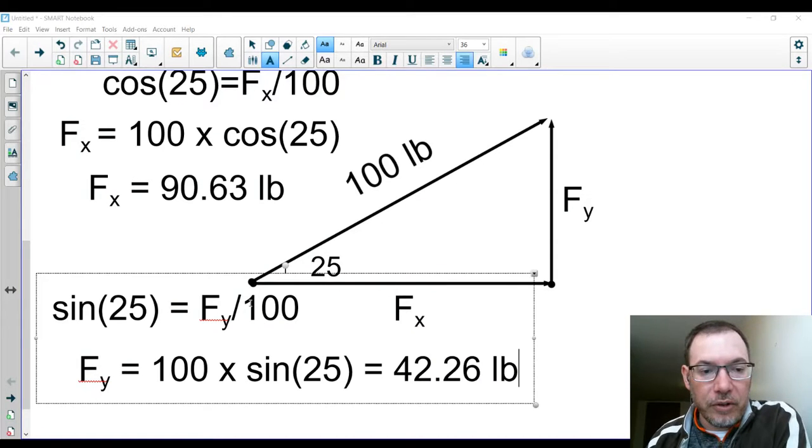But we're basically just going to take f of y to be 100 times sine of that angle, because again, sine of 25 is the proportionality constant, the ratio between those two forces, between this side and this side. If we're looking at the ratio between these two things, it's going to be equal to that sine of 25. All right, we're going to stop there.